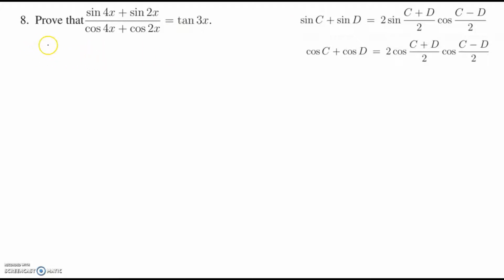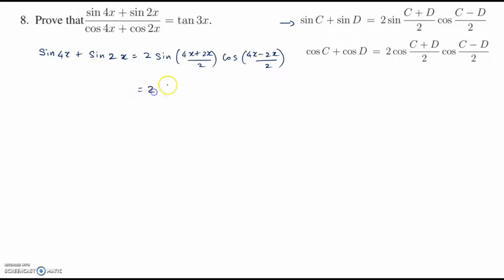So let's take the numerator of the left hand side, which is sine 4x plus sine 2x. Let's use this formula, which is sine c plus sine d, replacing c with 4x and d with 2x. So this becomes 2 times sine 4x plus 2x divided by 2 into cos 4x minus 2x divided by 2. So that's equal to 2 times sine 6x by 2 is 3x, and cos 2x by 2 will be x. So let's call this 1.